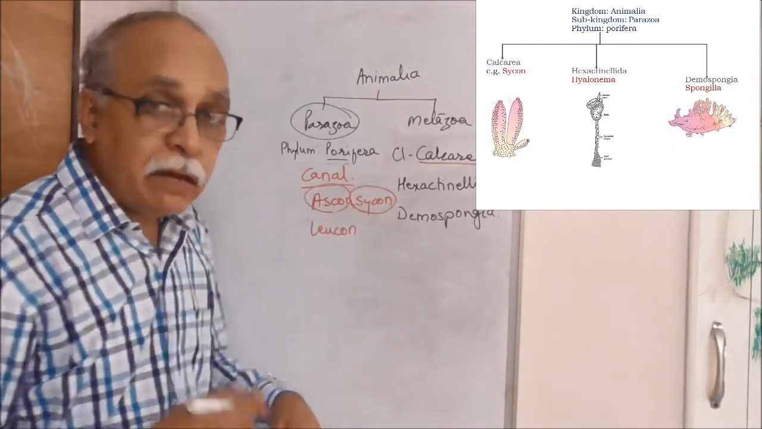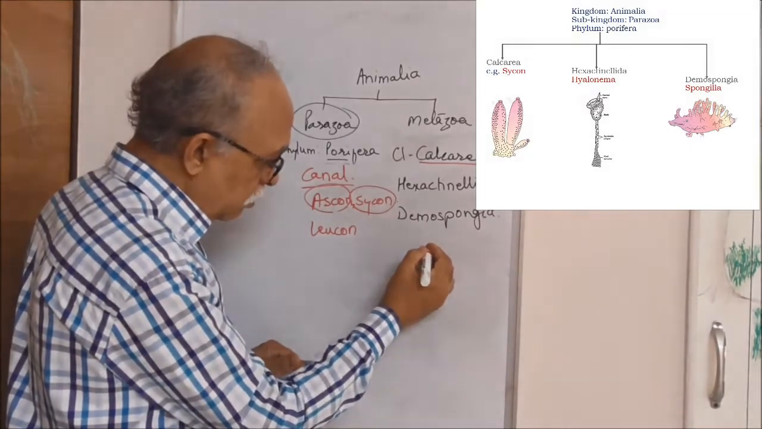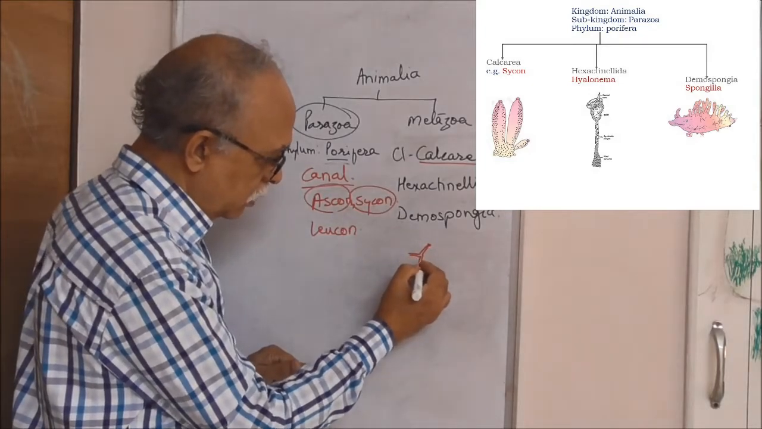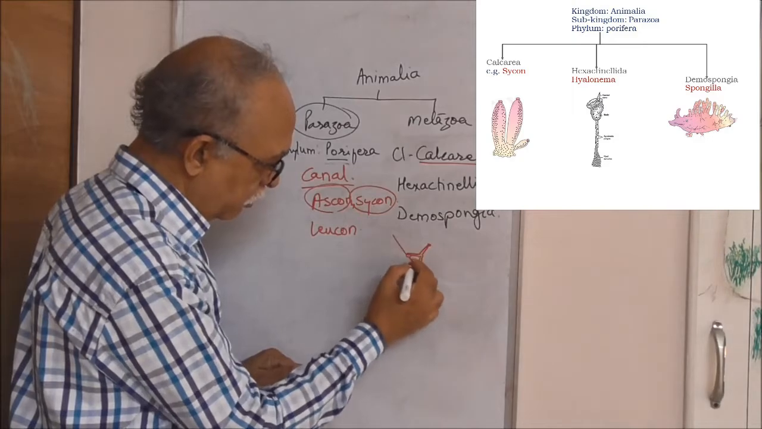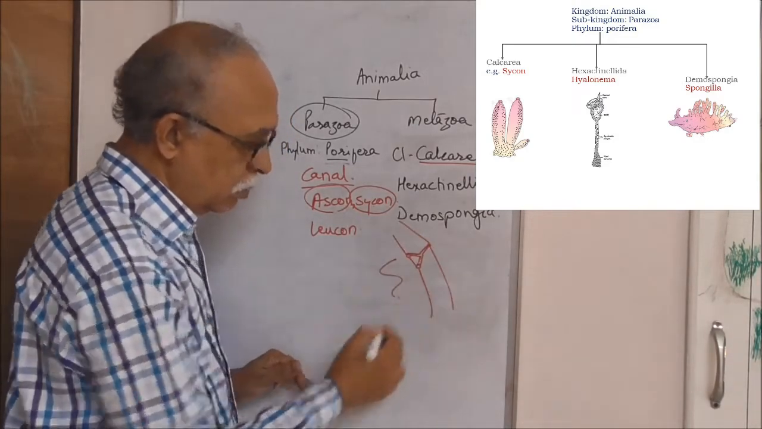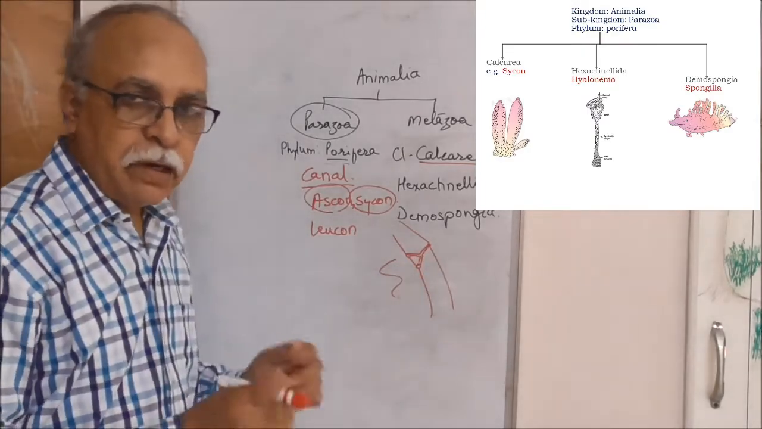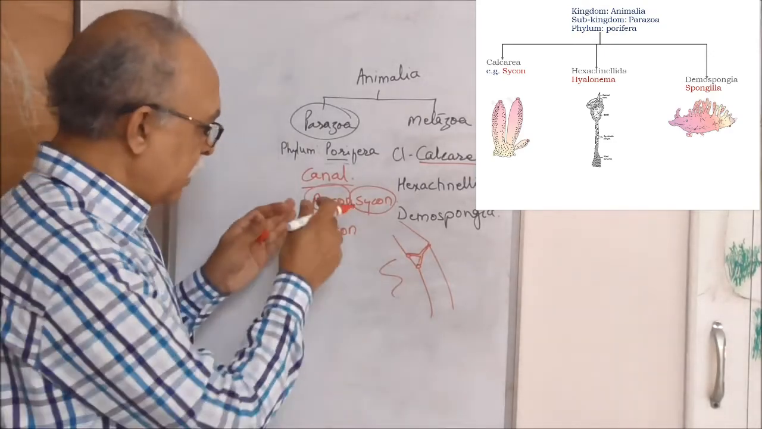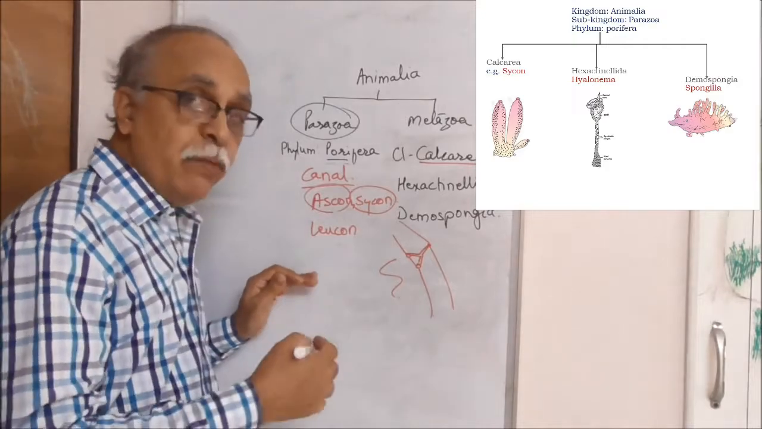Sycan type is slightly more complex. That means, if say this is the ostium, this canal is branched, and here it leads to the cavity. This is the cavity. This is the body wall, kind of peripheral covering. So this is slightly more complex than Ascan type. It's called a Sycan.